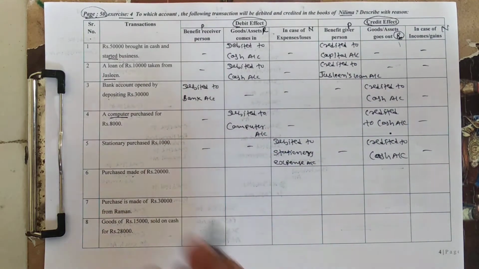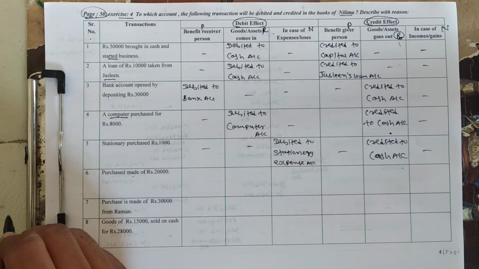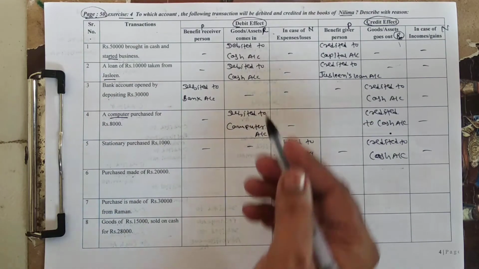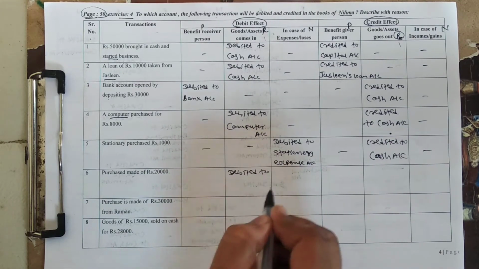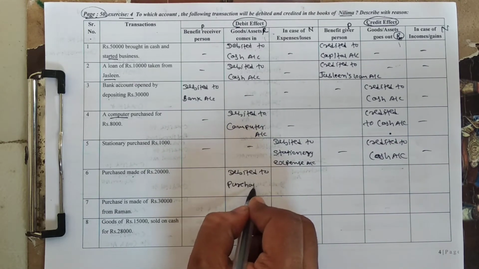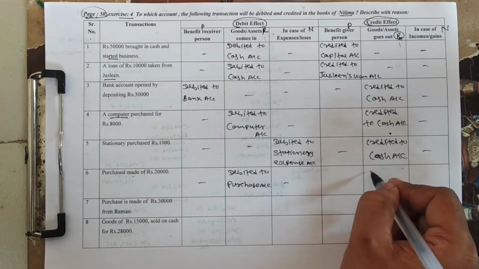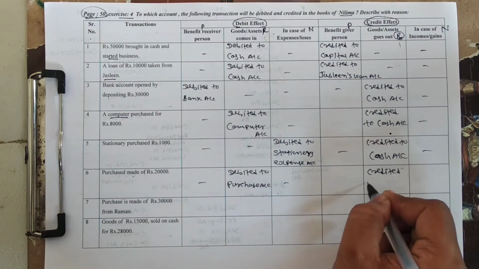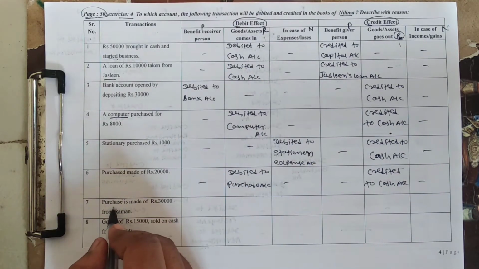Number 6, purchase made rupees 20,000. Student, here purchase means purchase of which thing? In accounting, remember that purchase means purchase of goods. Goods come in, and goods is a real account, so debited to purchase account. And what will be the second effect? Here cash goes out, student, purchase by cash, cash is a real account, so credited to cash account. Number 7, purchase is made of rupees 30,000 from Raman.